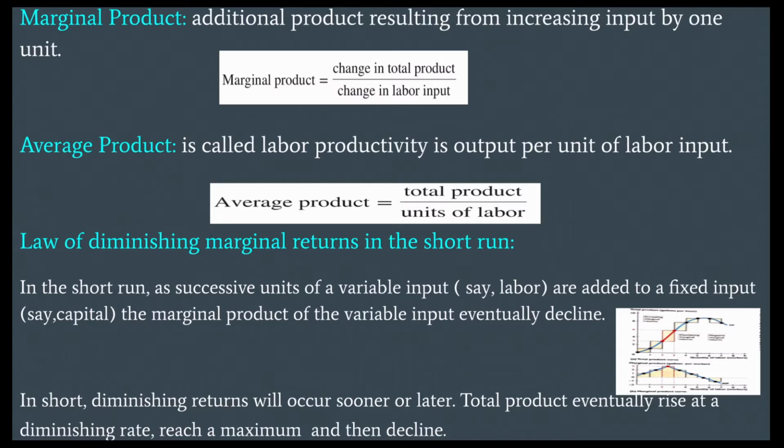Law of diminishing marginal returns in the short run. In the short run, as successive units of a variable input, say labor, are added to a fixed input, say capital, the marginal product of the variable input eventually declines. In the short run, diminishing returns will occur sooner or later. Total product will eventually rise at a diminishing rate, reach a maximum and then decline, which you can see in the figure.